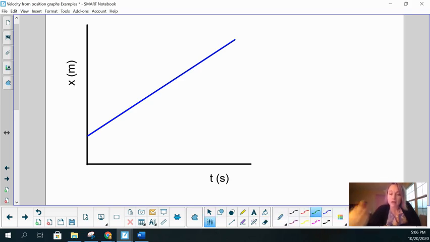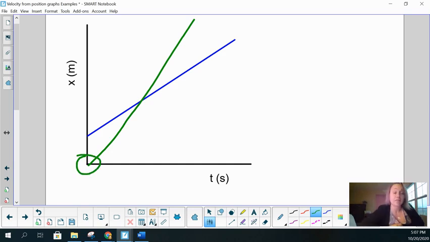If we have a slope, let's say, that is steeper, maybe something that looks like this green line, we know that it is going to be traveling faster. But notice that that green line has a very different initial position. Its initial position is 0 meters, where the blue line's initial position is somewhere other than 0 meters.